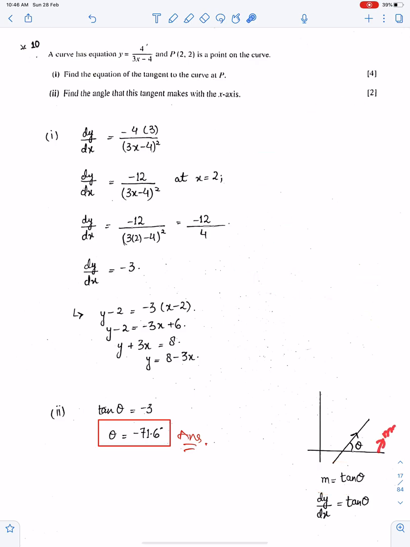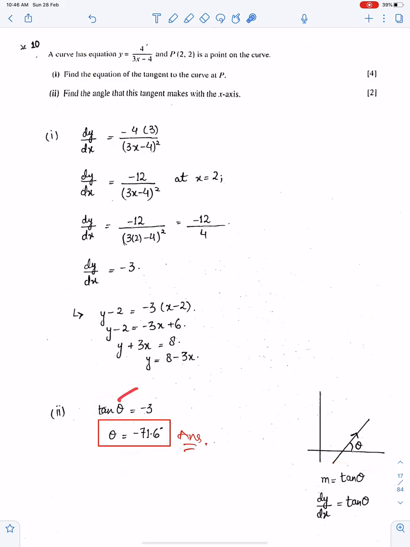The gradient of this line is 0, so that formula would become like this. So whenever the x-axis is involved, use this formula. This is the simplified form of that formula. So by using this formula, we can get the gradient, or we can get the angle.